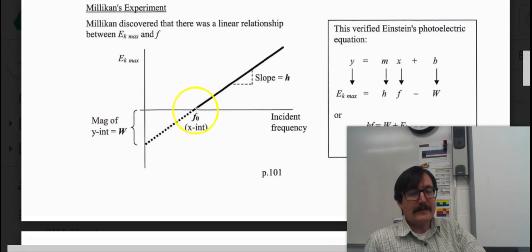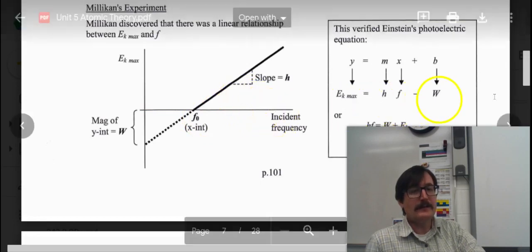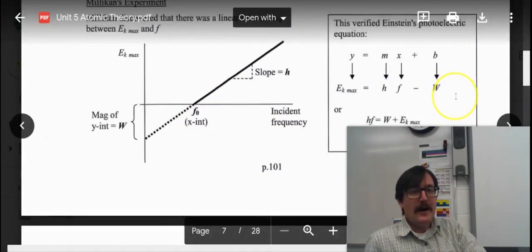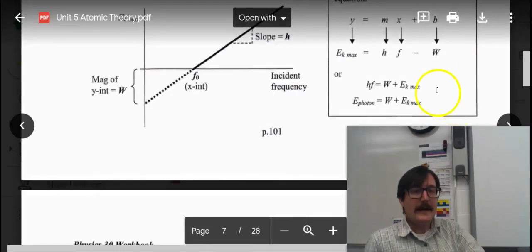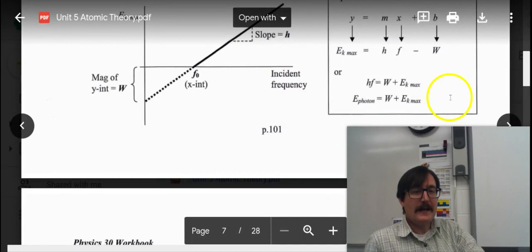Frequency, graphed along the horizontal axis, has an intercept with the graph, and it's f naught, the threshold frequency. The slope of the graph, the rise over the run, is equal to Planck's constant. It says this verified Einstein's photoelectric equation. So you can see how y equals mx plus b, the equation of a straight line on a graph, can be related to Ek max equals hf minus W. Or hf equals W plus Ek max, or the energy of the photon is W plus Ek max.